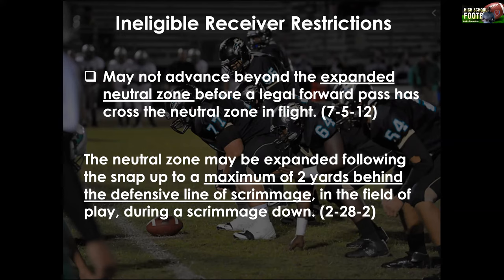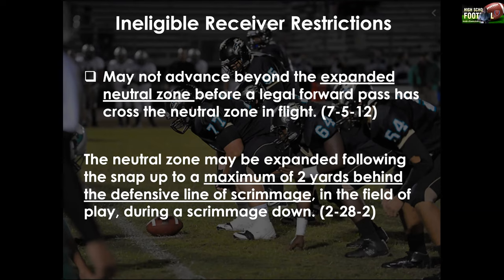The alignment, an ineligible receiver can't go no more than 2 yards. He'd be considered ineligible downfield, even if he doesn't make contact with anyone. Now, this isn't a case book. Again, would this be called? I seriously doubt it. But in the case book, it talks about a lineman. He goes up 3 yards, don't see anyone.